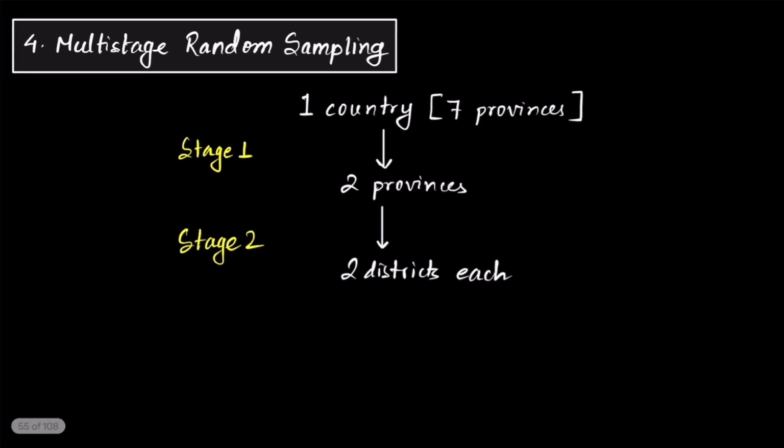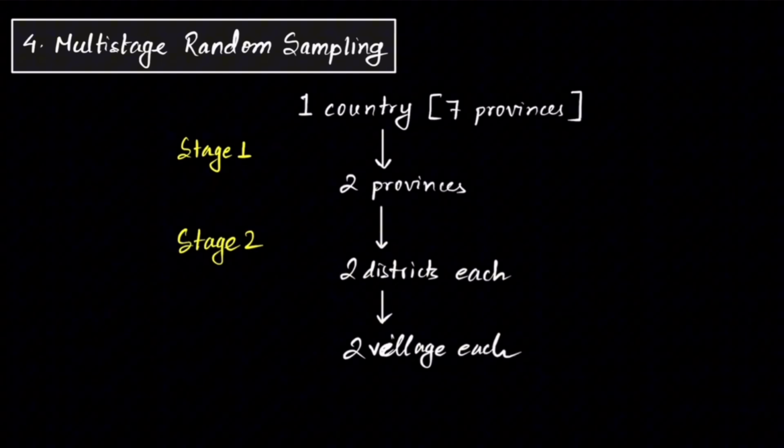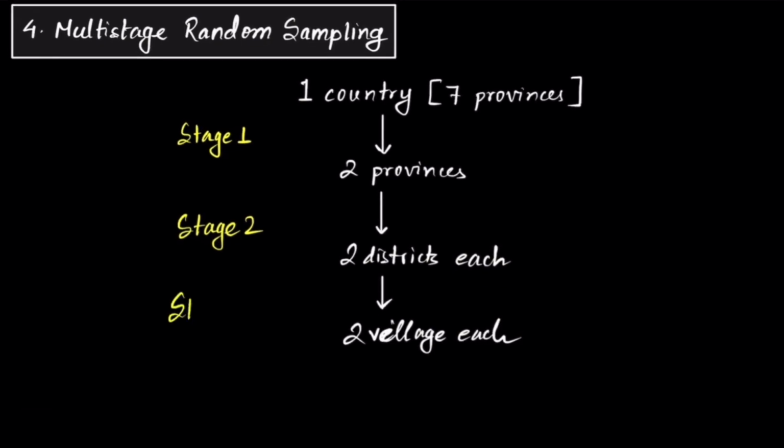Again, the surveyor selects 2 villages from each district. So 2 villages each. So from one district, 2 villages. This is stage 3. Finally, the surveyor has selected or collected 2 into 2 into 2, 2 to the 4, 4 to the 8, a total of 8 villages.